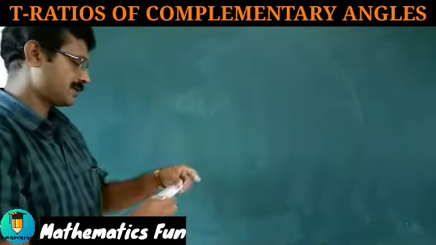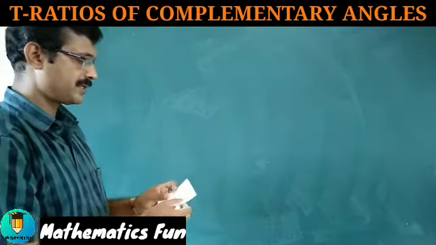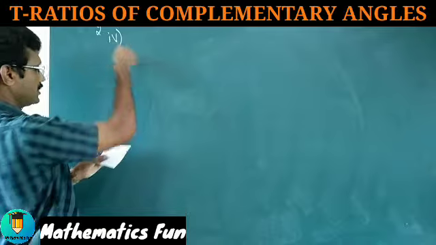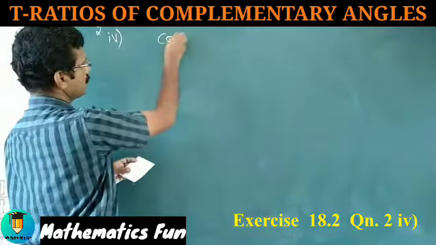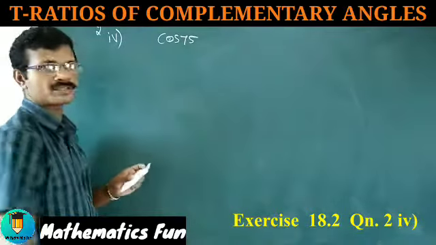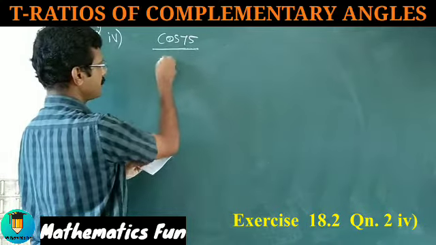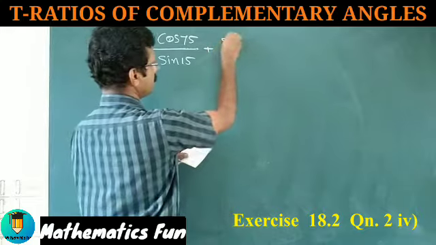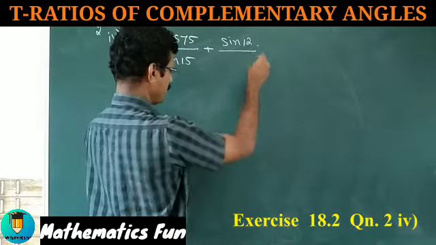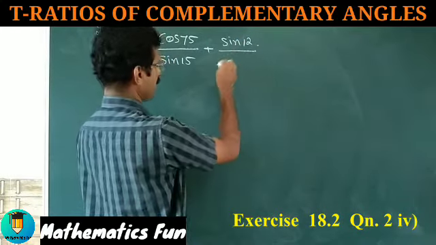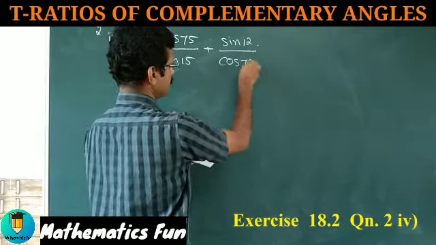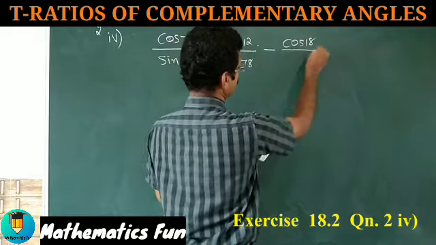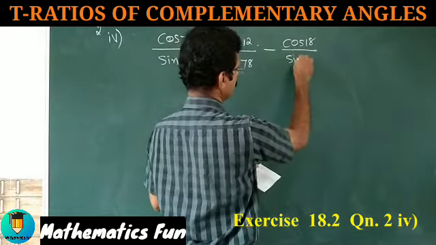This is the last exercise, 18.2. First of all, we will do question number 2, fourth part. Given cos 75 divided by sin 15 plus sin 12 divided by cos 78 minus cos 18 divided by sin 72. These are all not standard angles.